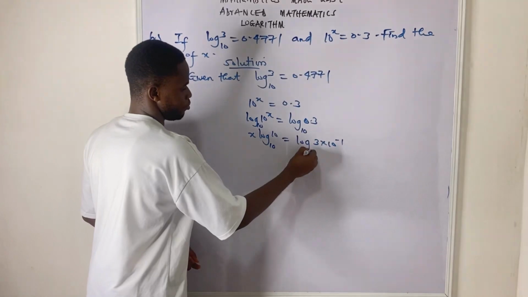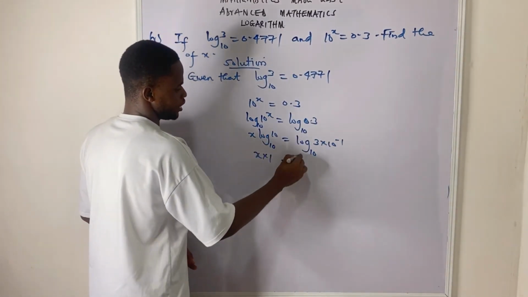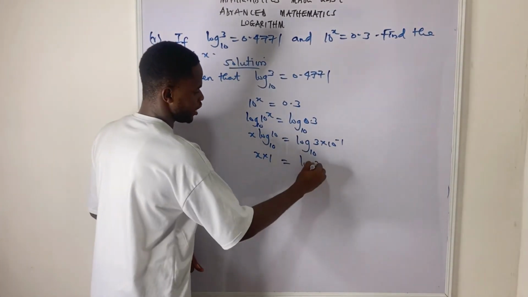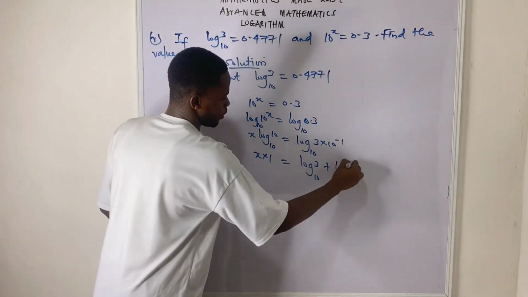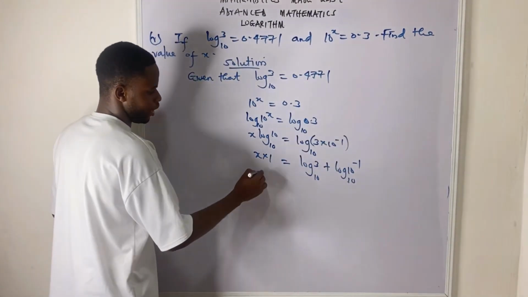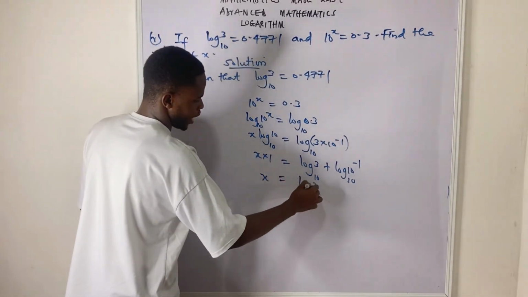Can you see that now? Base 10. And what's log 10 base 10? 1. That will be x times 1. And change that one back to the logarithm addition. Change to addition. That will be log 3 plus log 10 raised to the power minus 1 base 10. Can you see that now? So we are having x times 1, x equals log 3 base 10.